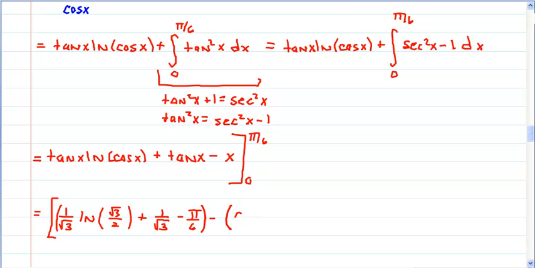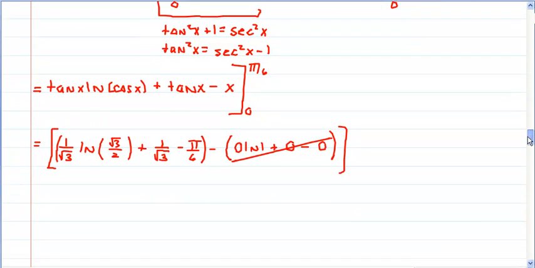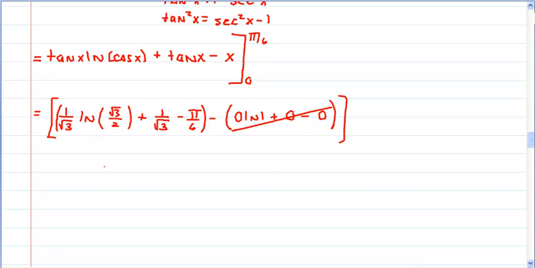Tan of 0 is 0. And then the cosine of 0 is 1. So we have the natural log of 1, which is just 0. And plus the tan of 0 is 0, minus 0. So this whole second group of parentheses just cancels out. And now we just want to combine the terms in the first group of parentheses.